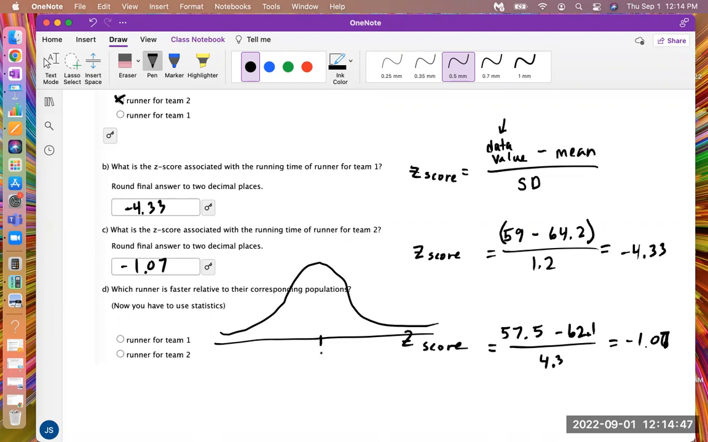If a runner runs exactly the same time as the mean, then they're going to have a z-score of 0, because their data value is exactly the same as the mean, and you'll have a 0 in the numerator here. So they'll be right at the mean, which is in the middle here at 0.